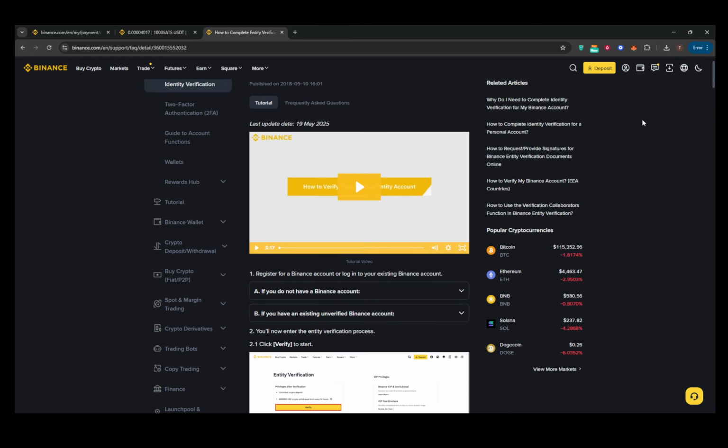As you gather these documents, take your time to verify their authenticity and accuracy to prevent any holdups in the application process. Following these guidelines diligently not only facilitates a smooth account setup, but also sets a foundation of integrity and trust for your future operations.